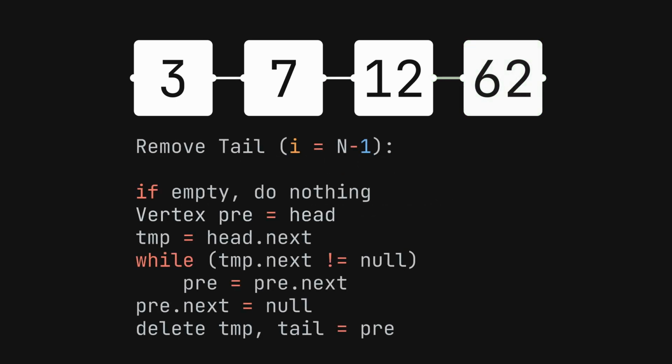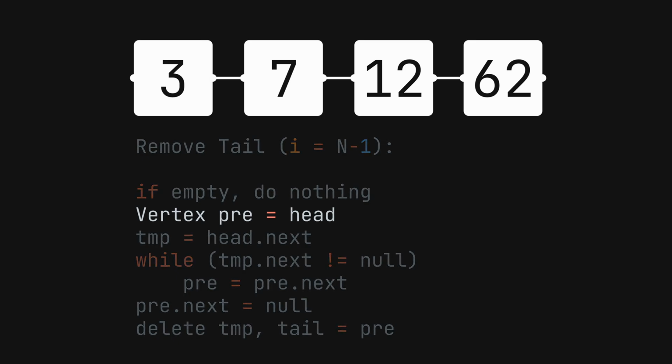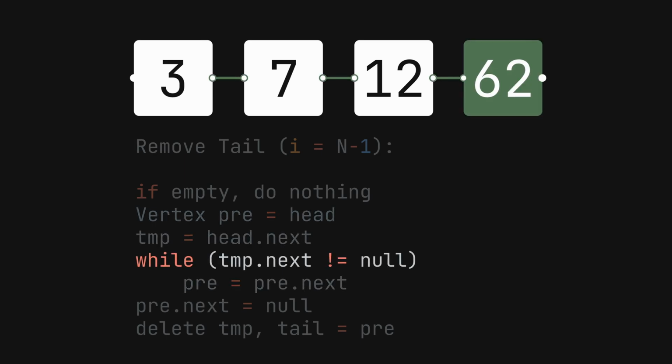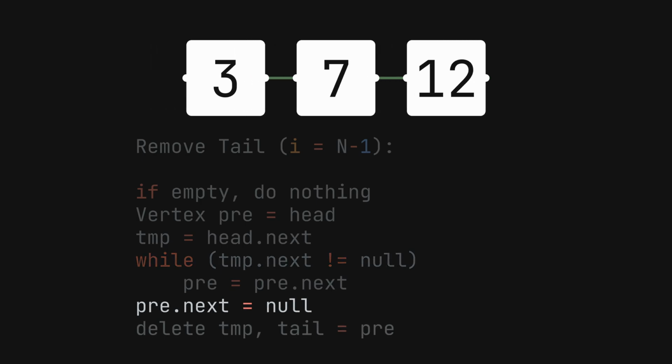Now, let's remove an element. If you want to remove the last element, start by checking if the list is empty. Otherwise, initialize pre at the head and temp at the second element. Traverse until temp is the last element, and remove temp and update tail to pre.